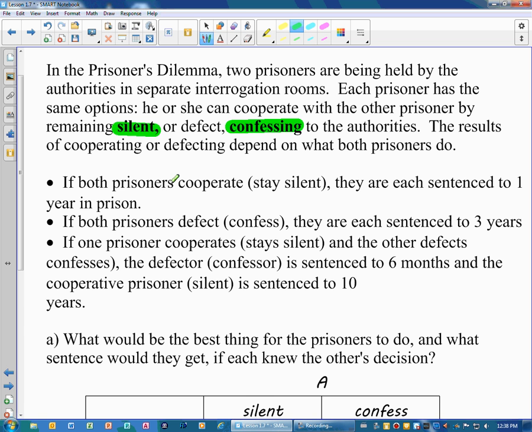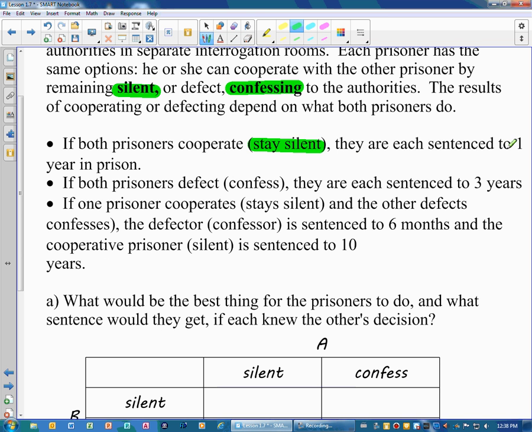So if both prisoners stay silent, okay, they don't tell the police what's happening, they are each sentenced to 1 year in prison. So the police know they did something wrong, but they're not sure exactly what they did, or they can't quite prove everything. So if they both stay silent, they only get a year each.